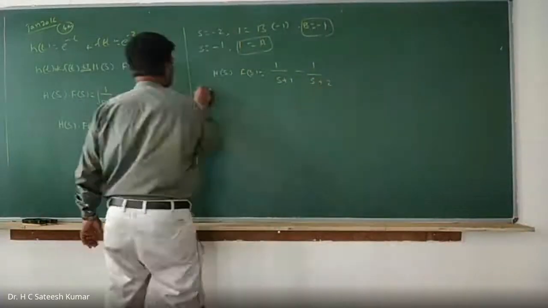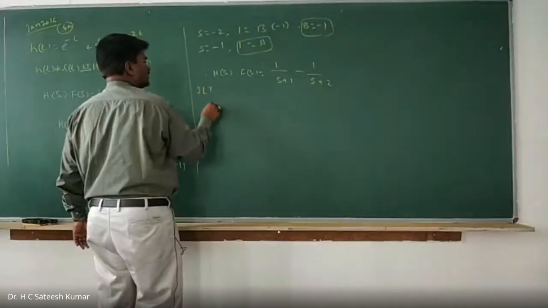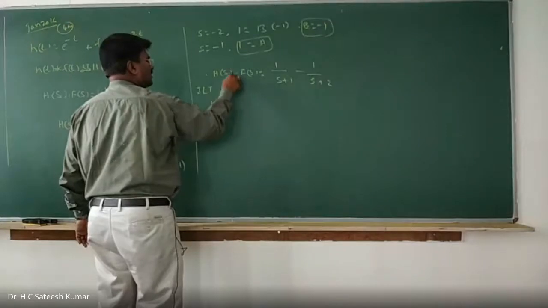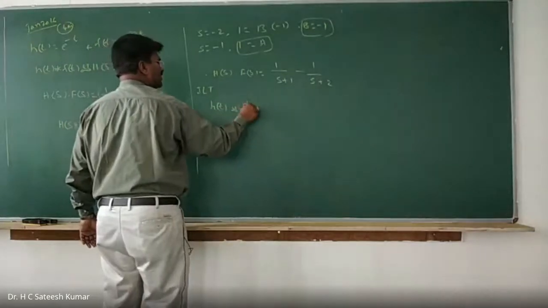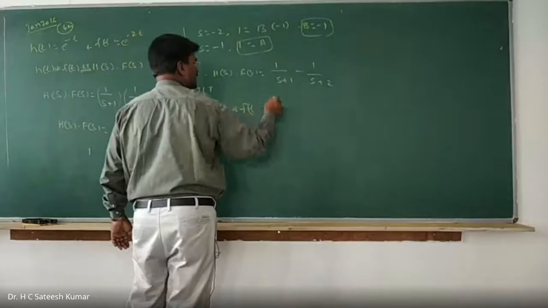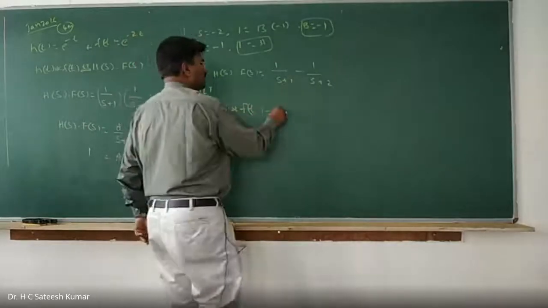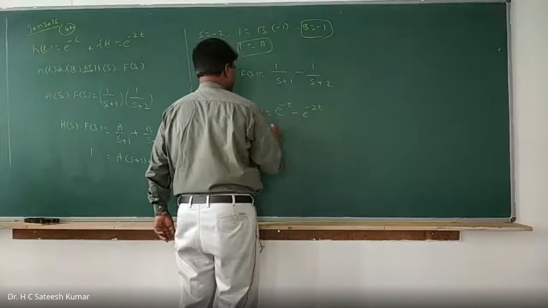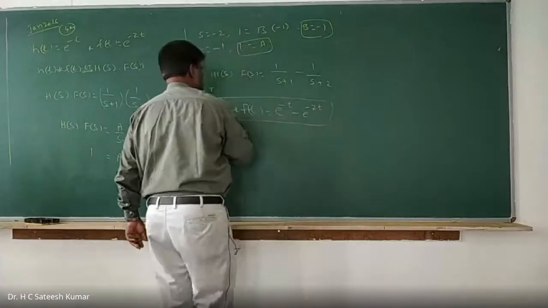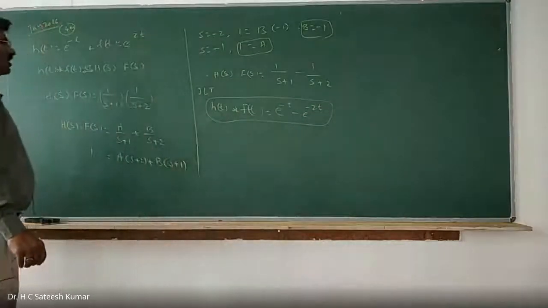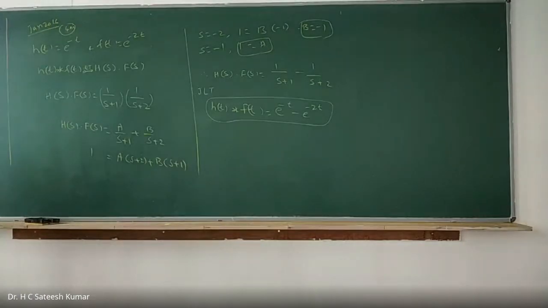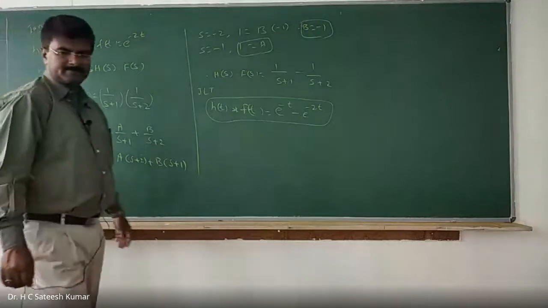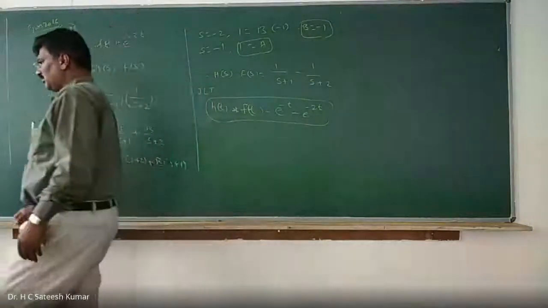Take the inverse Laplace transformation. The multiplication becomes convolution, so h(t) convolved with f(t) is equal to e to the power of minus t minus e to the power of minus 2t. That is the convolution of h(t) with f(t) using the convolution property. So we can easily do this, right? Like this we can solve any number of problems.